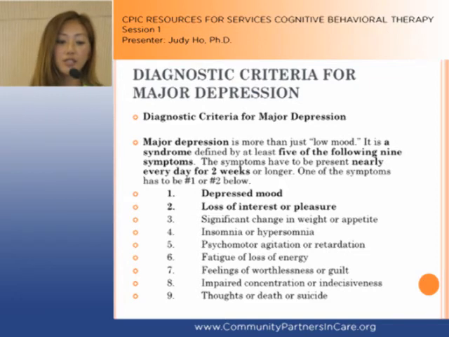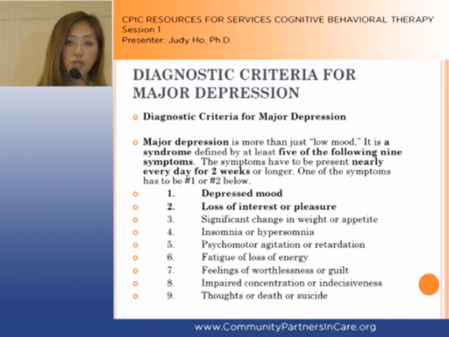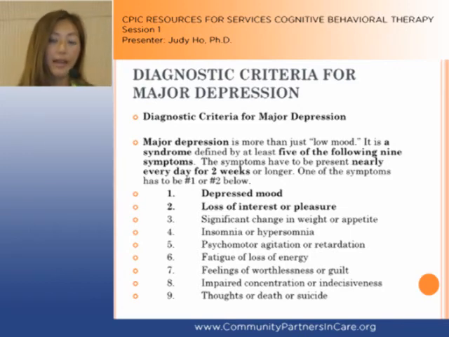I have here the diagnostic criteria for major depression, and this is taken right out of the DSM-4. And as you can see, major depression is more than just a low mood. It's a syndrome defined by at least 5 of the following 9 symptoms. These symptoms have to be present nearly every day for 2 weeks or longer, and one of the symptoms has to be number 1 or number 2 below, which is 1, depressed mood, or 2, loss of interest or pleasure. I would recommend that you go ahead and run this list through with your clients if they are screening positive for the PHQ to see if they actually meet diagnostic criteria for major depression.